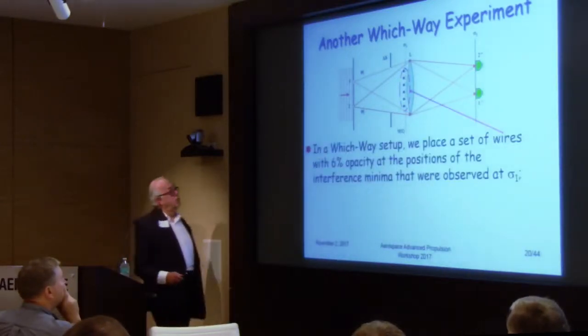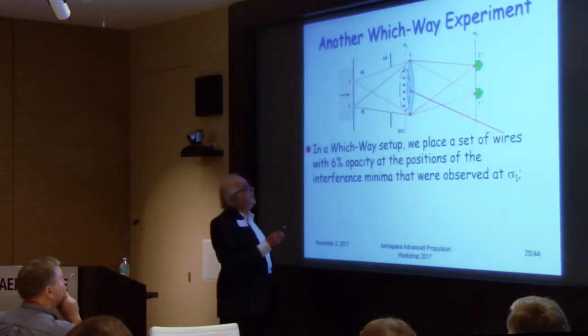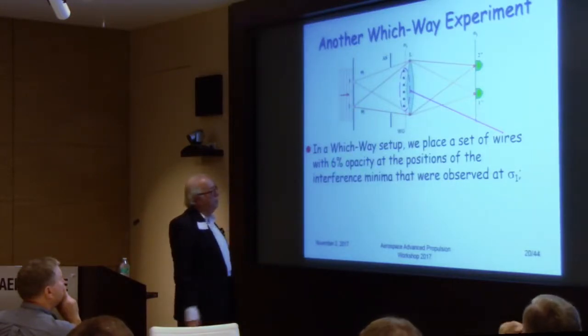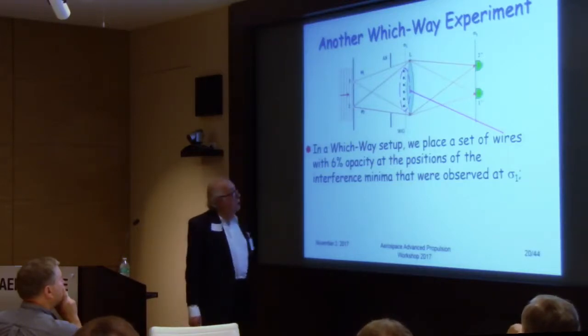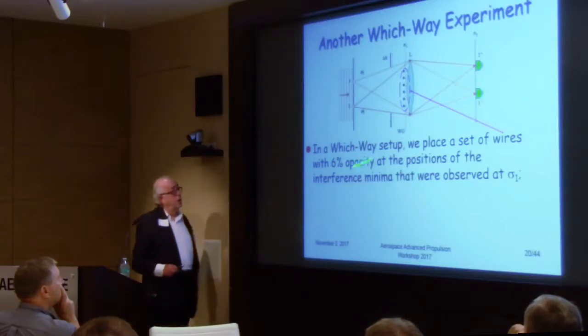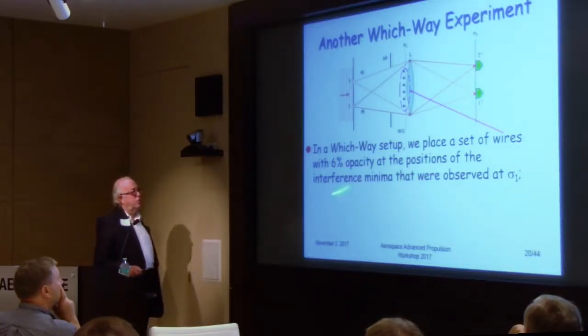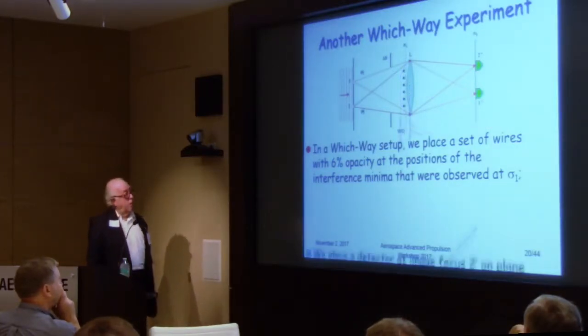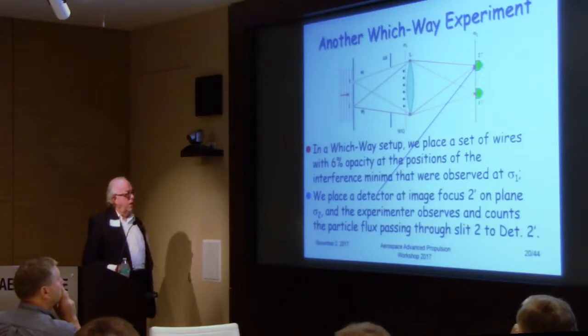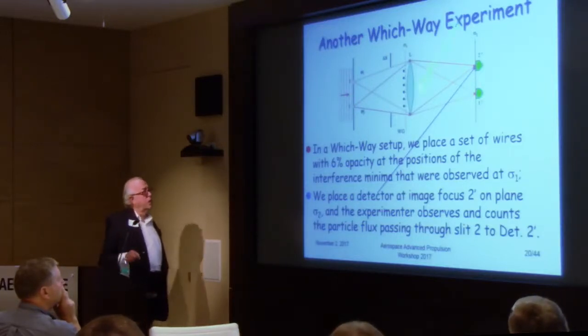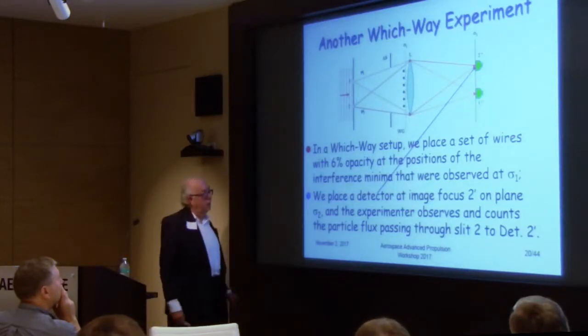Okay, and what we observe is that if we allow light to go only through one of these slits, the wires block about 6% of the light going through. So in the which-way setup, we place a set of wires with 6% opacity in the way. And we place a detector at image 2 over here, and we measure the flux of light that's arriving at this detector. We just integrate all the counts we get here.